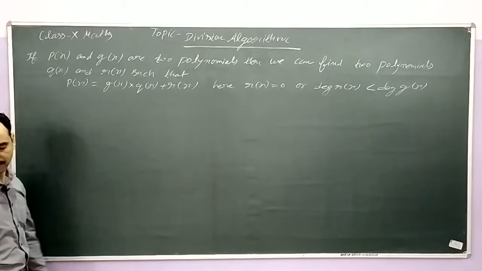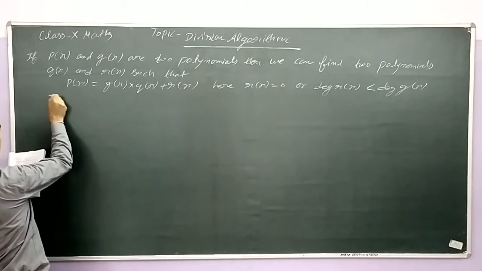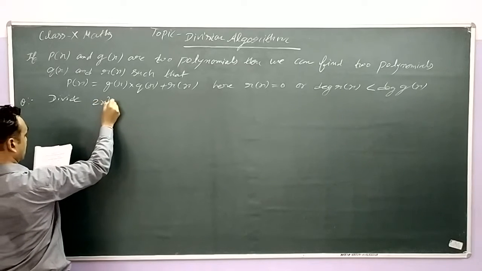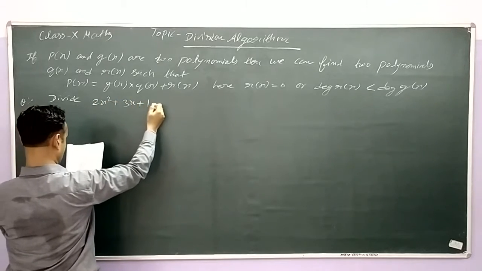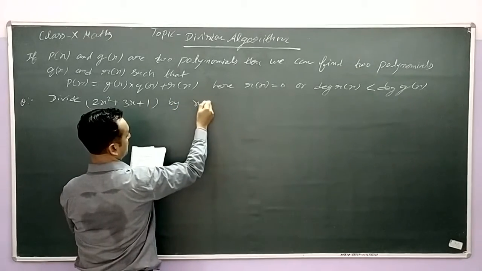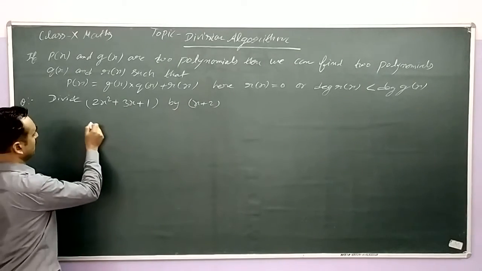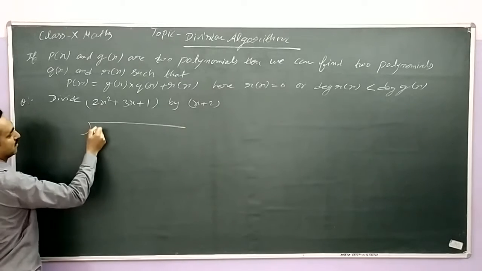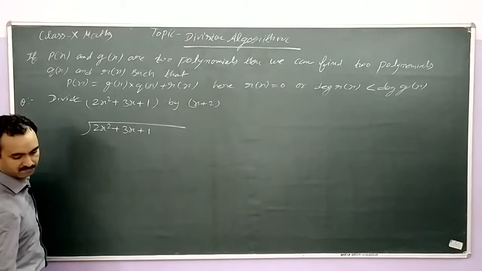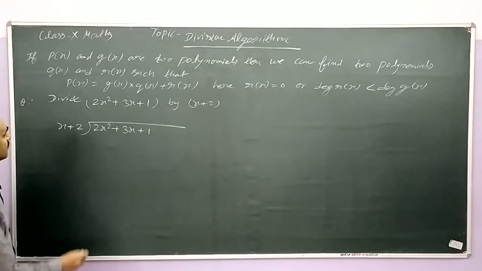Now we will take some examples. Divide 2x square plus 3x plus 1 by x plus 2. So first of all we will divide the given polynomial 2x square plus 3x plus 1 by x plus 2. So how will you divide?